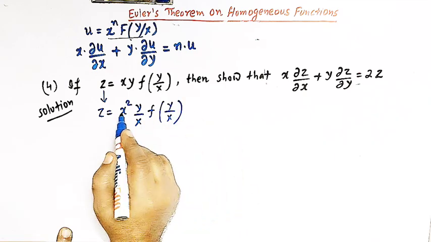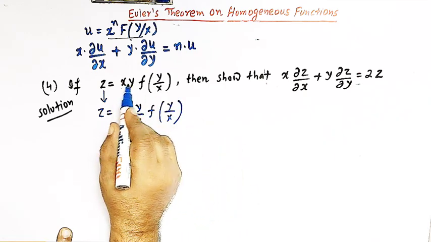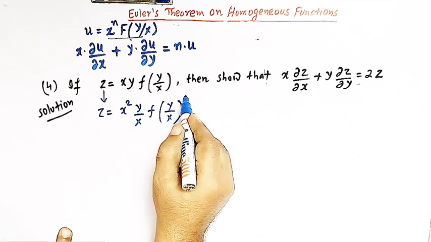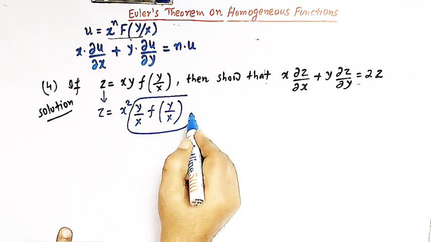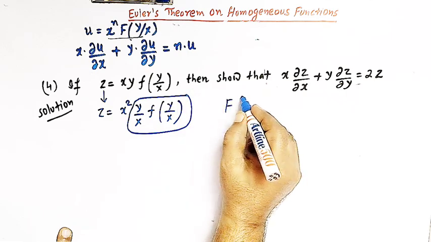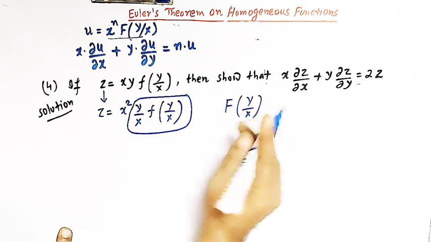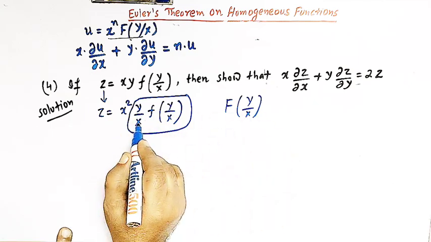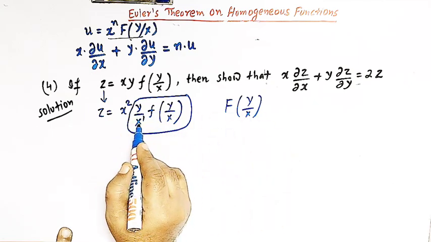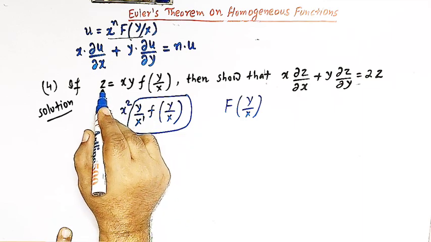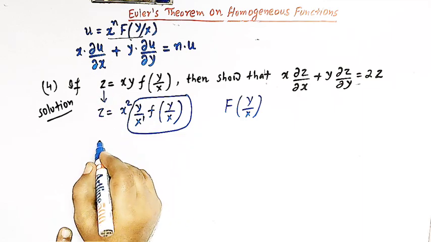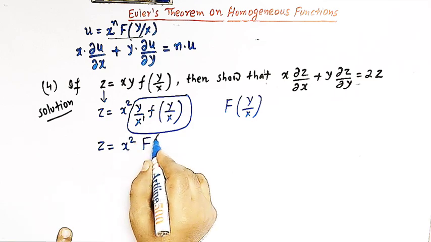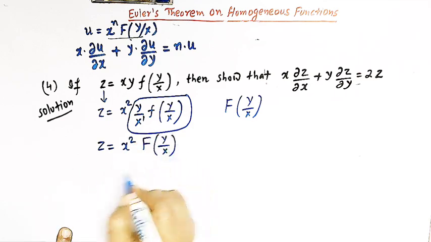So the purpose of multiplying this term by x and dividing by x is that this function takes the form that is f of y over x. So this expression is a function of y over x, and here if we cancel this x with this x, again we'll get the function z. So now we can write z is equal to x square times f of y over x, right?